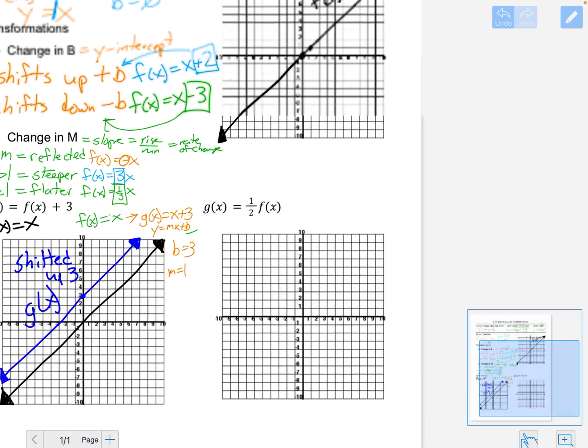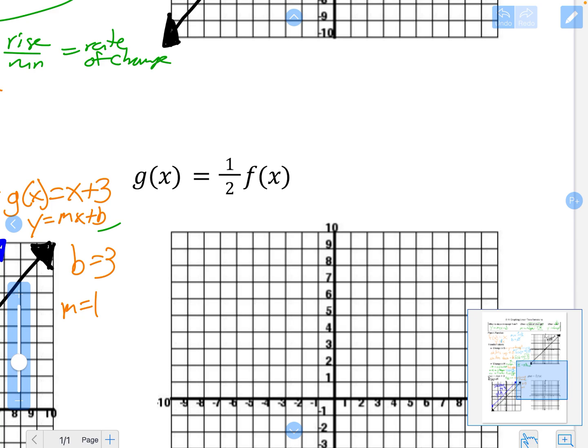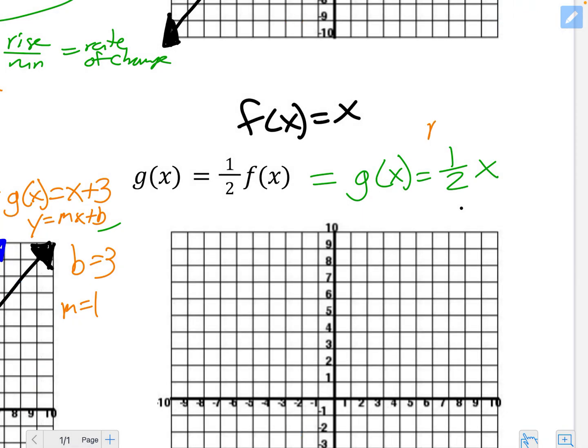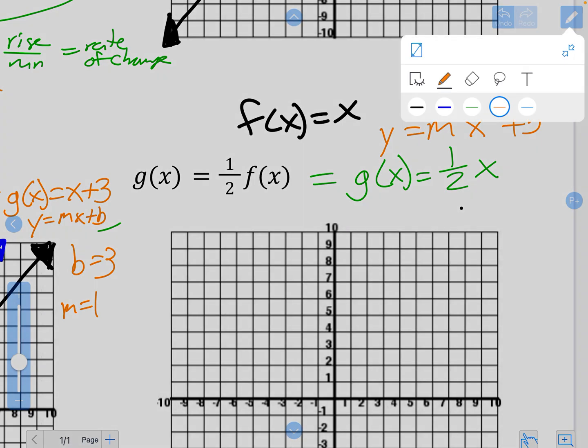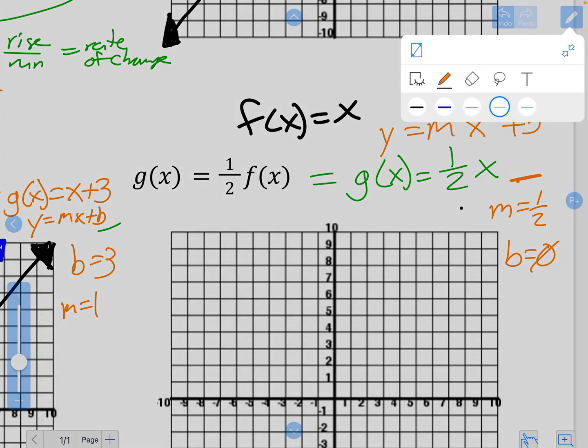All right, and let's look at one more example just to make sure that we understand what's going on. So again, our parent function is f of x equals x. So I can replace f of x with x, and by rewriting it, I can just simply make it simple. So g of x equals 1/2 x. So if I'm looking at this in y equals mx plus b form, I know that my m equals 1/2, and since there's nothing after x, I know that my b equals 0.